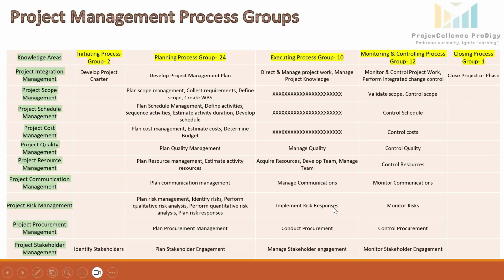Next, implement risk responses. It is about putting the risk management plans into action to handle the risks in the project. So the project manager monitors how well these plans are working. He keeps track of any changes and makes adjustments as needed. The main motto is to manage risk effectively so that the project stays on course and reaches its goals.